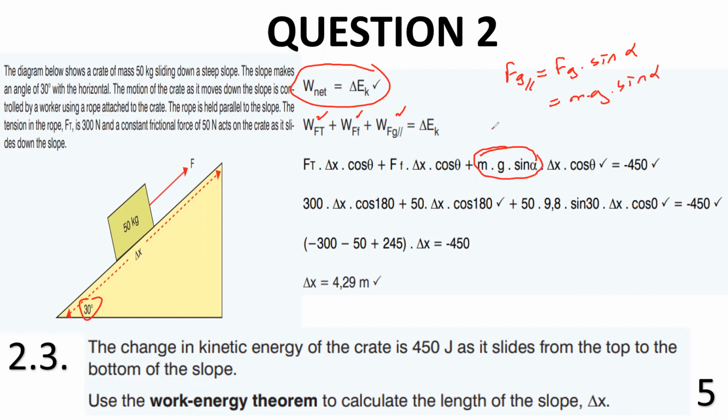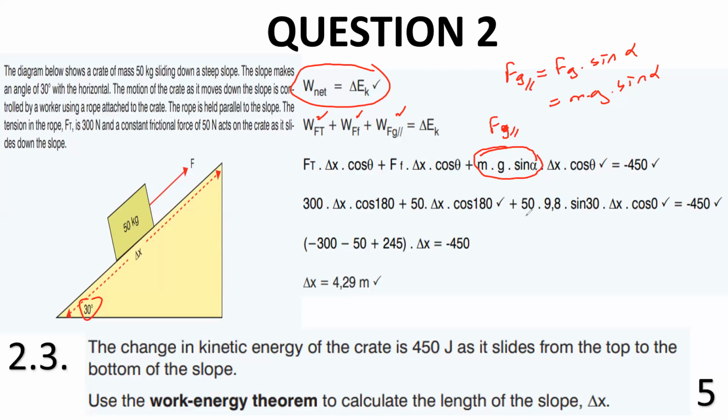This is Fg parallel. Fg parallel times delta x. Let's write g times delta x times cos alpha. So these angles we are going to write now. The tension force we know is 300, but check this one. It is negative, because it is slowing down, sliding down, and then changing direction. Kinetic energy changes, slides down, drops. Yes, so it is negative. Please remember that. Because of slowing down, it is negative 450.